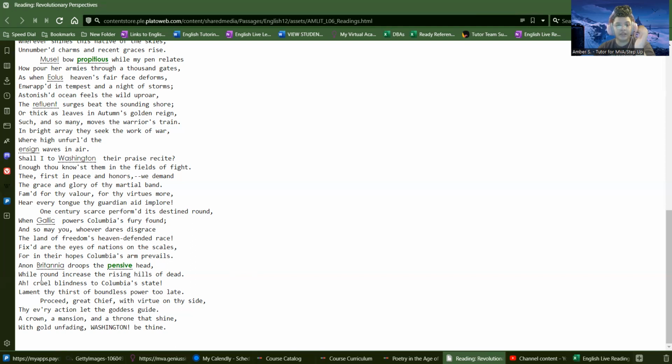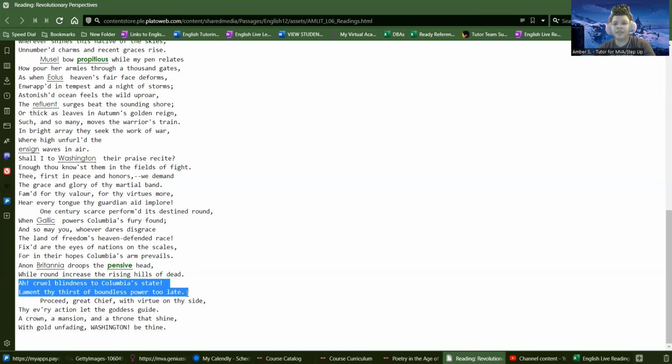So then these next lines: "Cruel blindness to Columbia State, lament thy thirst of boundless power too late." So this is also straightforward. "Cruel blindness to Columbia State." So basically, they're saying that Britain is being blind to America being perfectly okay with being the way they are. Like, if you can see that our state is to be happy as the colonies, then just let us go. And then it says, "lament thy thirst of boundless power too late."